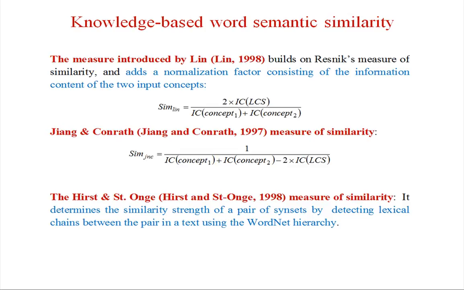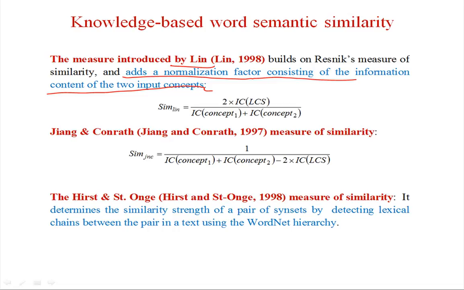Knowledge-based word semantic similarity. Next is the measure introduced by Lin. It builds on Resnik's measure of similarity and adds the normalization factor consisting of the information content of the two input concepts. Here, similarity is equal to 2 times the information content of the longest common subsumer, divided by the information content of concept 1 plus the information content of concept 2.